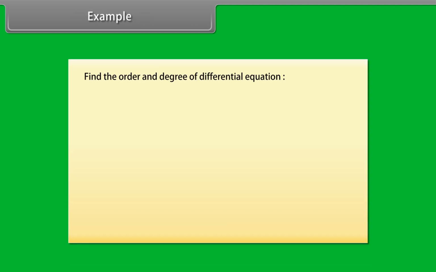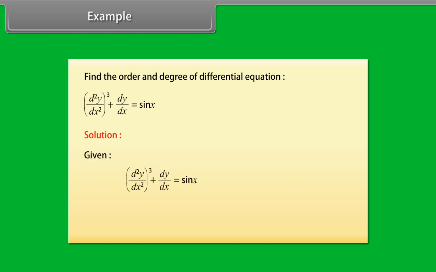Example. Find the order and degree of differential equation d2y by dx square whole power 3 plus dy by dx equals sin x. Solution. Given d2y by dx square whole power 3 plus dy by dx equals sin x. Order 2. Degree 3. General and particular solutions of a differential equation.